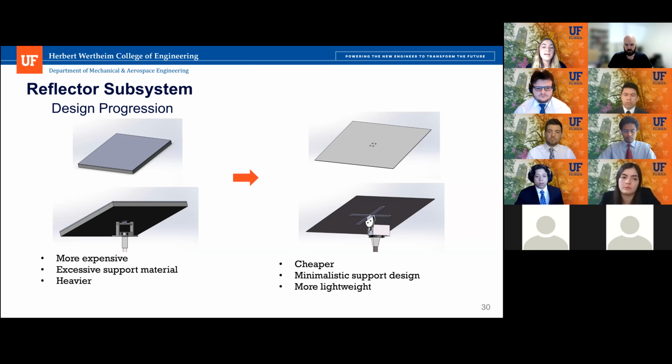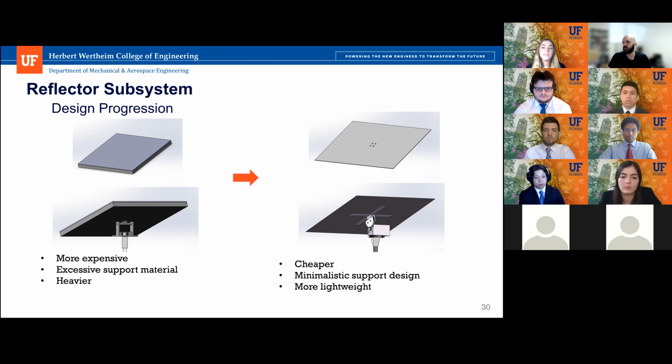The first design has excessive support material, whereas the updated design has a more minimalistic design. We concluded that we could still achieve our desired level of stability by reducing material and saving money. And the first design is much heavier than the updated design as well, which would put more stress on the actuation system, which is another advantage to the updated lightweight design.